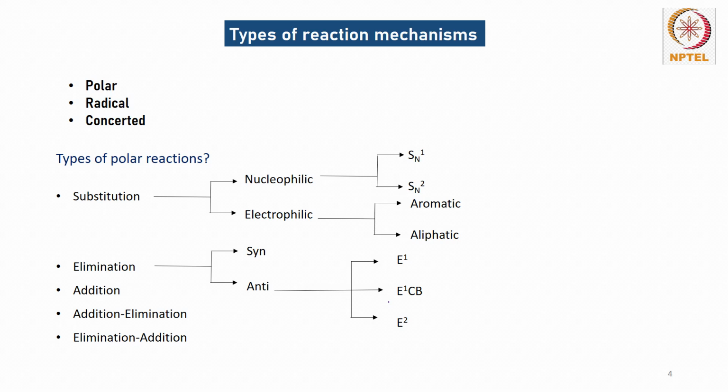Next, we started discussing reaction mechanisms. So there are three types of reaction mechanism. First one is polar, second radical, and third is concerted. In this case we are mainly focused on the polar type of reaction. So there are different types of polar reactions. First one is substitution.